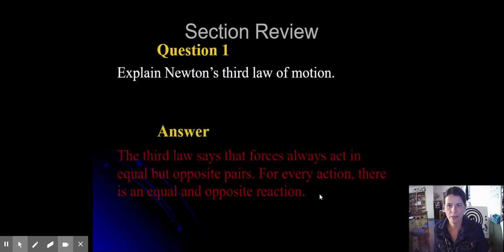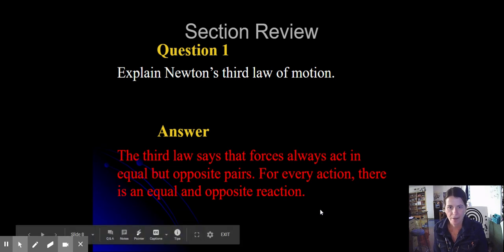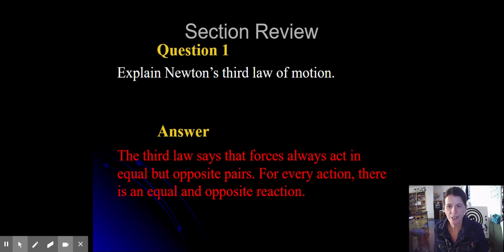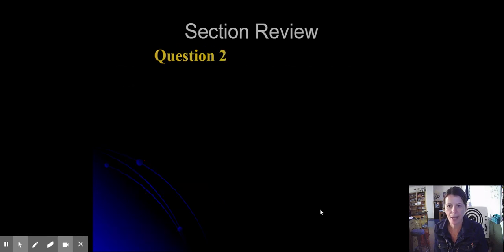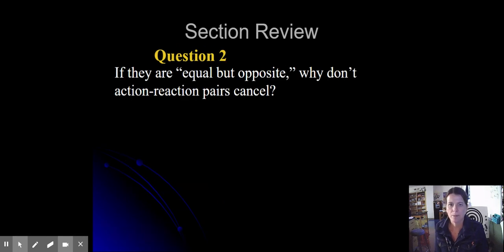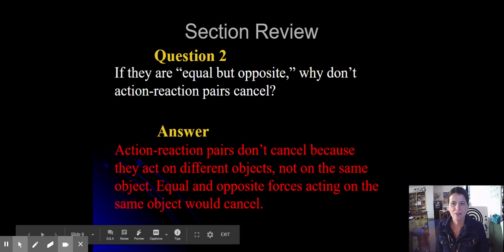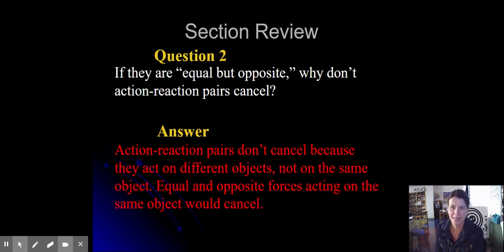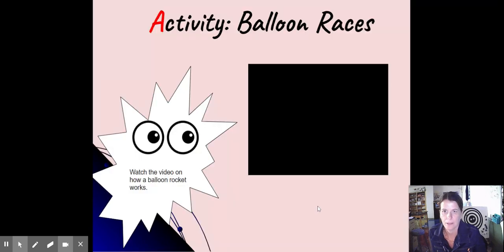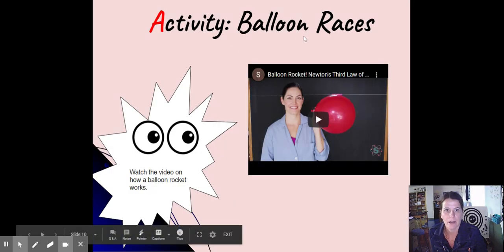Question 1. Explain Newton's third law of motion. The third law says that forces always act in equal but opposite pairs. For every action, there's an equal and opposite reaction. If they're equal but opposite, why don't action-reaction pairs cancel? Action-reaction pairs don't cancel because they act on different objects, not on the same object. Equal and opposite forces acting on the same object would cancel.